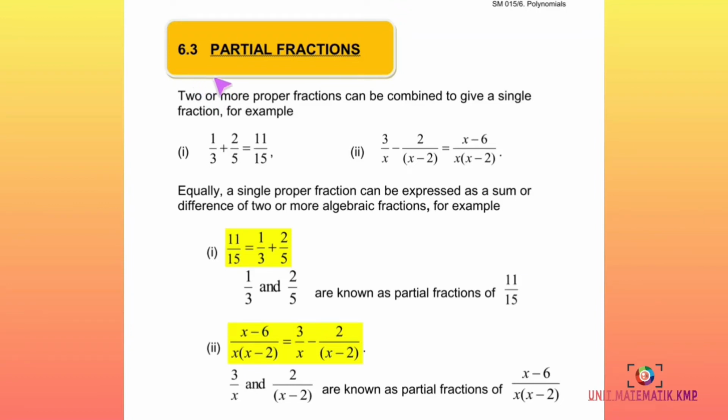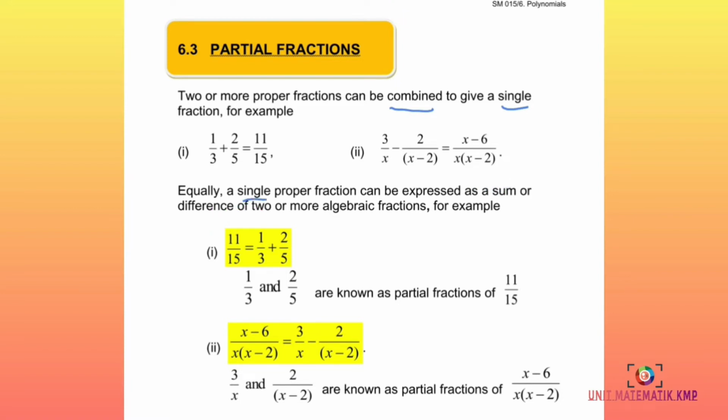Subtopic 6.3 Partial Fractions. Two or more proper fractions can be combined to give a single fraction. For example, 1/3 plus 2/5 is equal to 11/15, or 3/x minus 2/(x minus 2) is equal to (x minus 6) over x times (x minus 2).